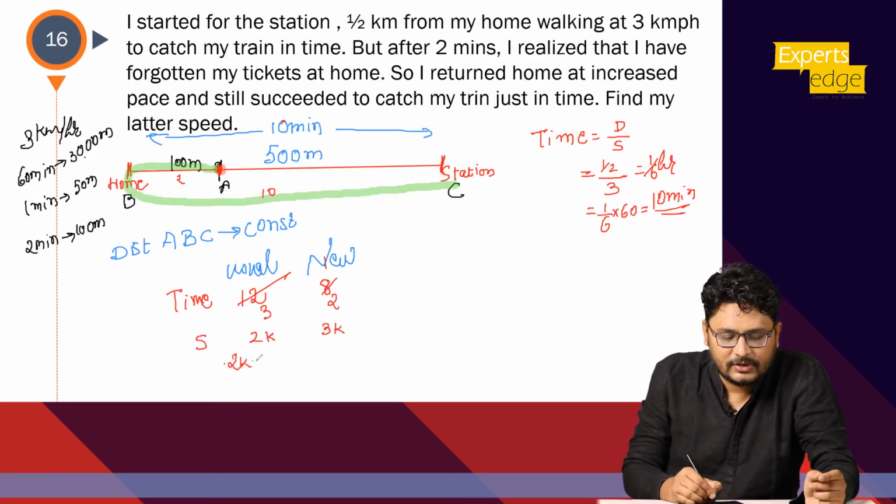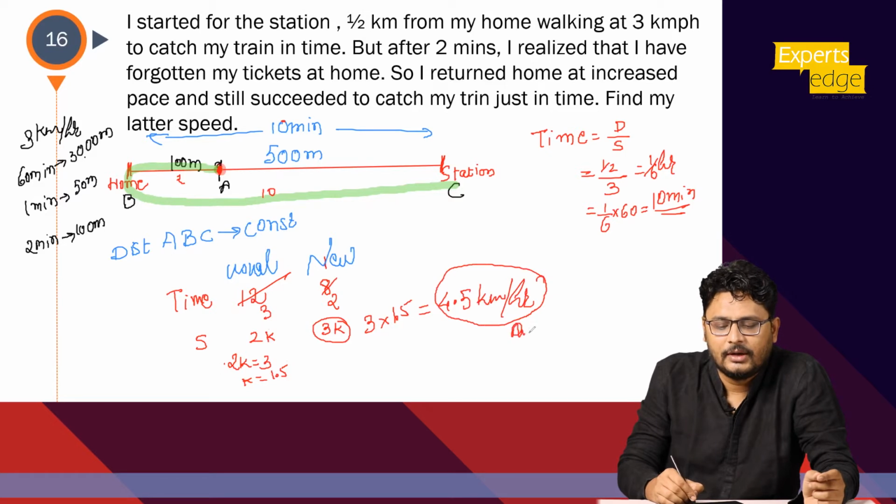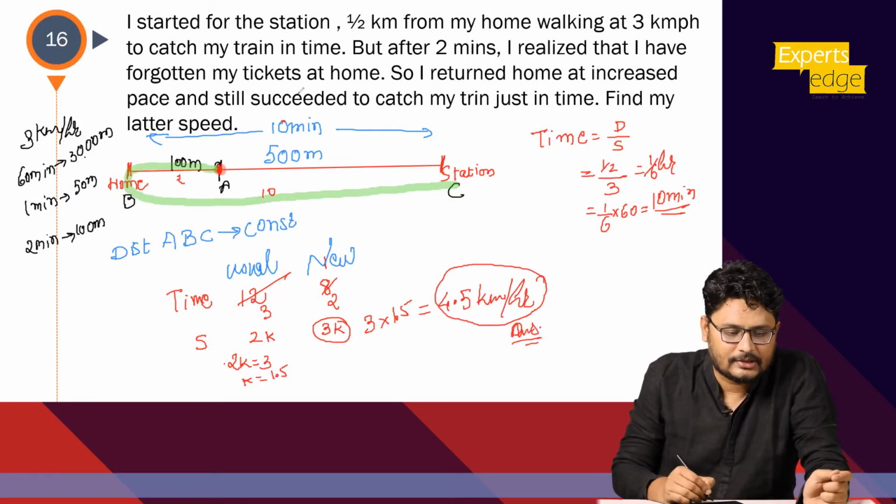So 2k should be equal to 3. My k will come out to be how much? 1.5. So if k is 1.5, how much will 3k be? 3 into 1.5, 4.5 kilometer per hour should be his new speed, and that is the answer of this particular question. Okay, so I hope you have got this. How did you do this? Come on, let's move to the next question.